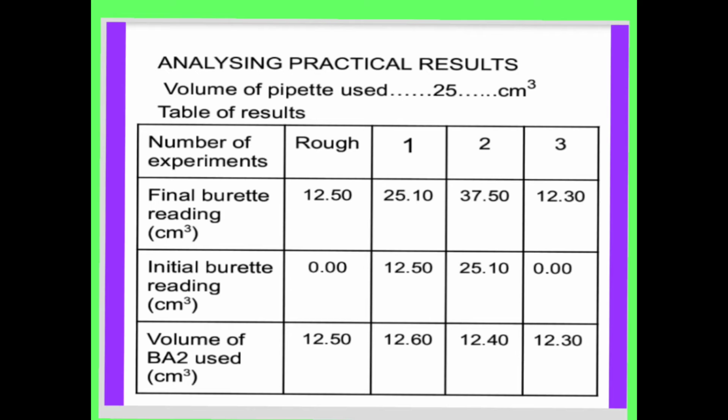We also looked at how to handle practical results. We looked at how to identify consistent results, and we looked at how to register these results in a table, and even those of the pipette. Here for the volume of pipette you are seeing 25, but as I taught you the other time, we write 25.0 cubic centimeters. But since this is just a teaching aid, don't worry much. But these are the results I left with you the other time I had a lesson with you.